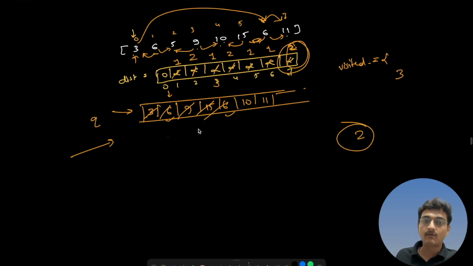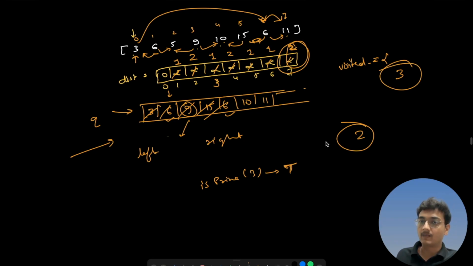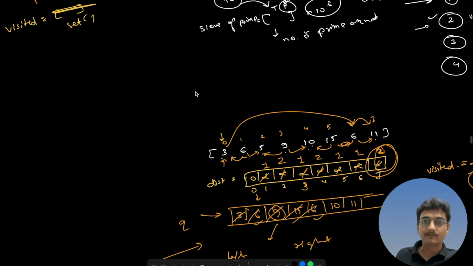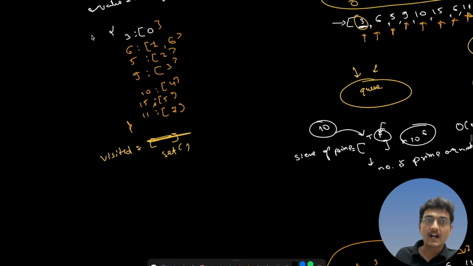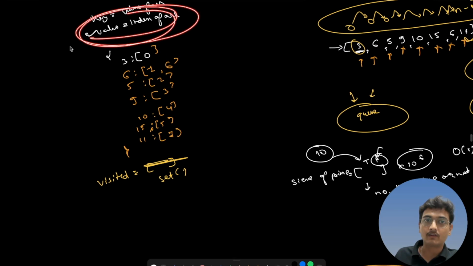Now one more thing that I want to mention is, whenever we check, let's say we popped any element, we explore the left part, we explore the right part. Now when we check whether it's prime or not, in case it's prime, then one more thing we have to check: is this visited? If that is visited, I will not be visiting that again. In code we will be using this.